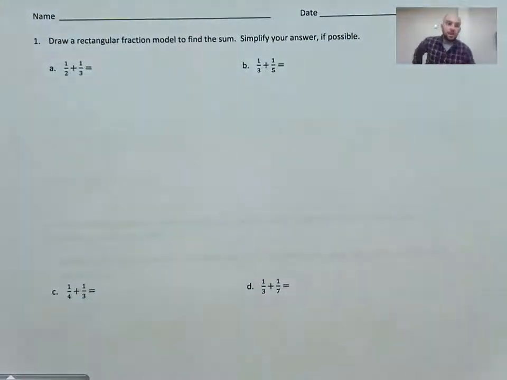So our instructions tell us draw a rectangular fraction model to find the sum. Simplify your answer if possible. So I'm going to show you what that rectangular fraction model is going to look like. As you see in letter A, we have 1/2 and 1/3. Those denominators are not the same. So we can't just add our numerators together like we've been doing, because we need to first figure out what our denominator is going to be when we add.